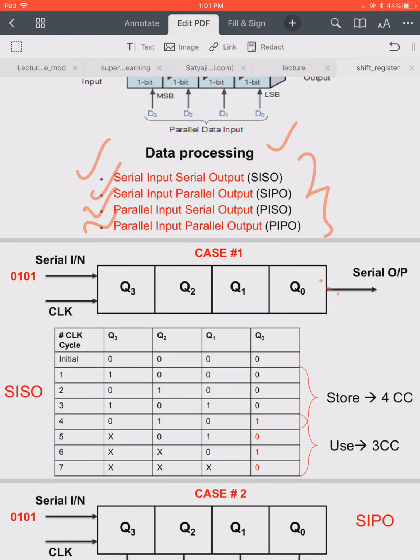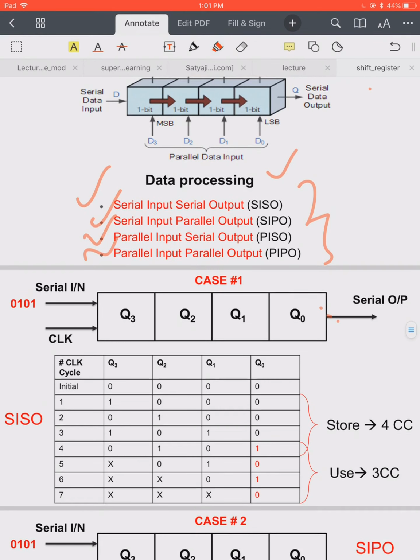My target serial input data is 0101. This data will be stored in the flip-flops, and serially we will take the serial output from Q0 and then use that. So let's see how that can be done. It is pretty simple.